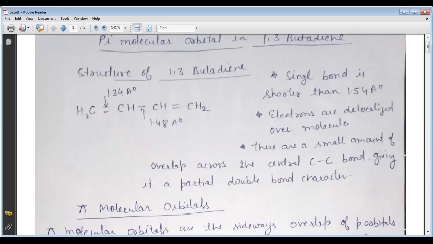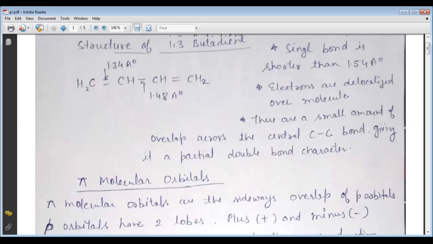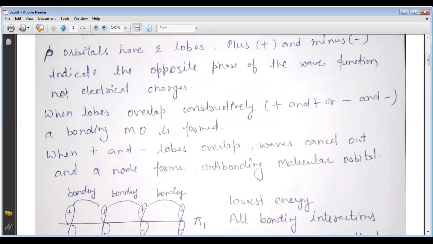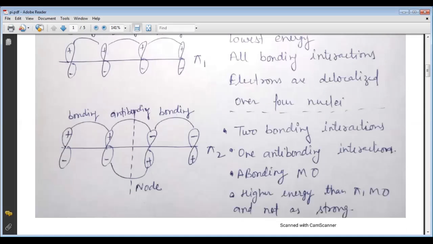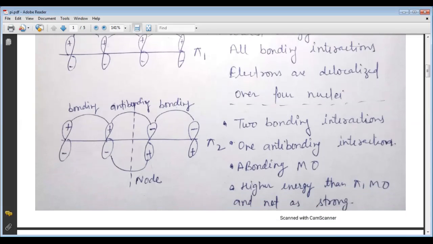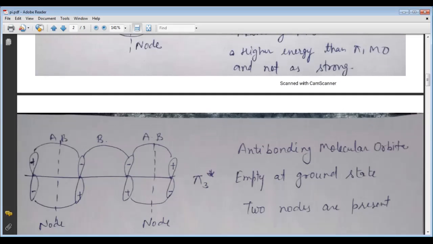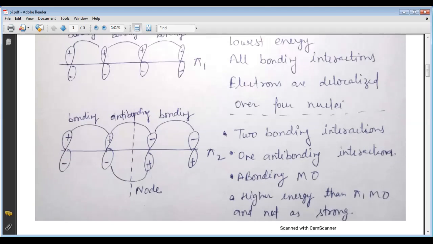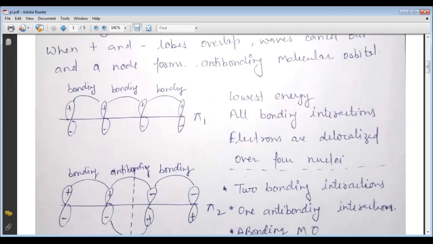Okay, so this is the structure of the 1,3-butadiene, and here we find that there are four atomic orbitals, so the four molecular orbitals are present. The first is pi 1, the second is pi 2. We can count the nodes and the bonding and antibonding interactions here. The first is the ground state, where there is no node present.